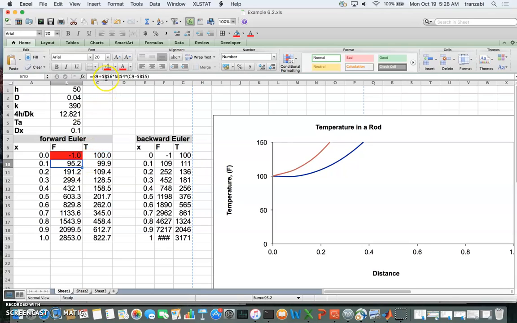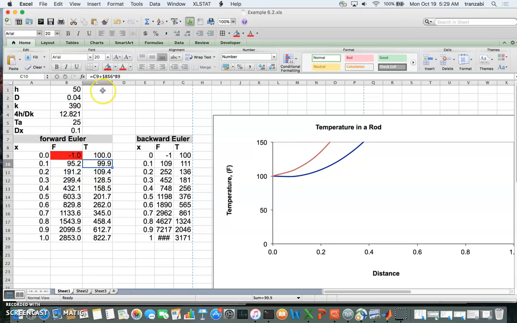The second one, using forward Euler, is going to be the previous f, right, which is B9, the blue cell, this one, which I made red, and then plus dx, which is B6, is this one, times 4h divided by dk. So here is 4h divided by dk is the purple, right, so times that, and then times T minus the ambient temperature. Well, the current temperature is the purple cell minus ambient temperature is the green cell right here. So that's the equation for f.